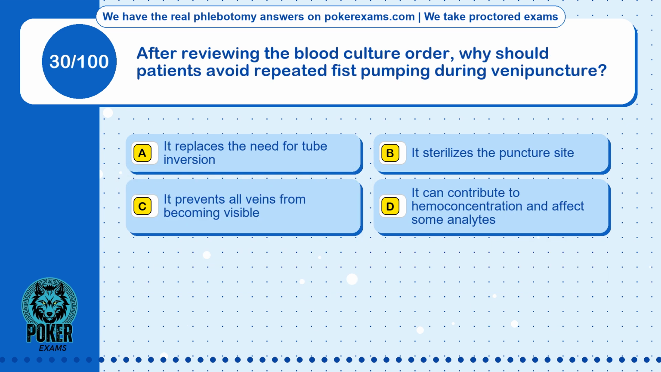Question 30. After reviewing the blood culture order, why should patients avoid repeated fist pumping during venipuncture? Option A. It replaces the need for tube inversion. Option B. It sterilizes the puncture site. Option C. It prevents all veins from becoming visible. Option D. It can contribute to hemoconcentration and affect some analytes.